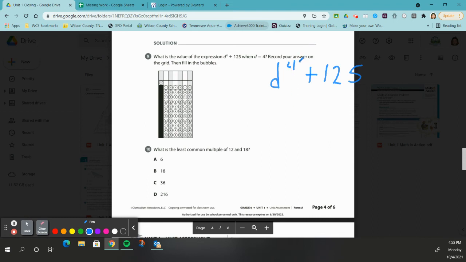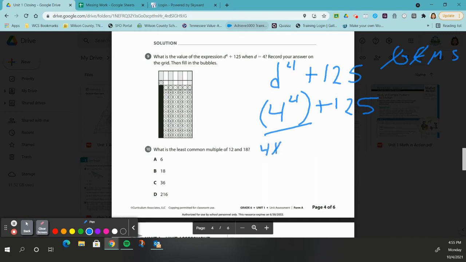So we have d to the 4th power plus 125 when d is equal to 4. So 4 to the 4th power plus 125. Now, you're going to follow your order of operations: groupings, exponents, multiply, divide, subtract, or add. We don't have groupings. We do have exponents. We have this 4 to the 4th power. This means 4 times 4 times 4 times 4.